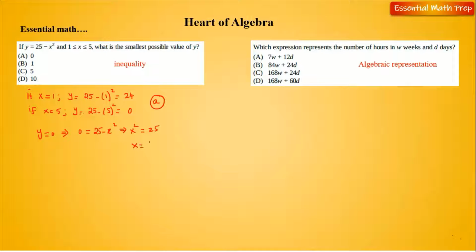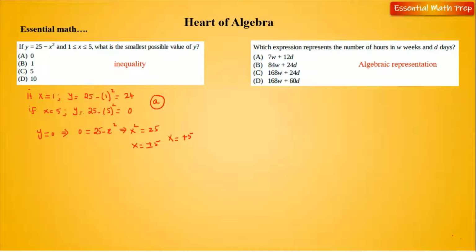X can be plus or minus 5. Keep in mind, x cannot have a value that's negative because the lowest x can have is 1 and the highest x can have is 5. So negative 5 is not an option. Therefore, x can only be plus 5, which is what we precisely defined in the first version that we took. So you can choose to solve the problem in either of these ways, depending on what your mindset is as you approach the problem. But there are definitely two ways to solve this particular problem. All right, so choice A is the answer.